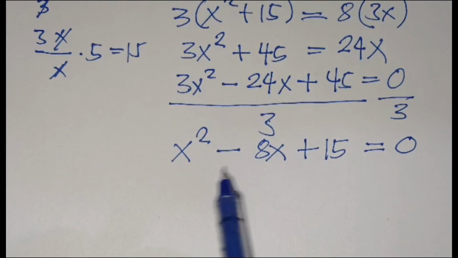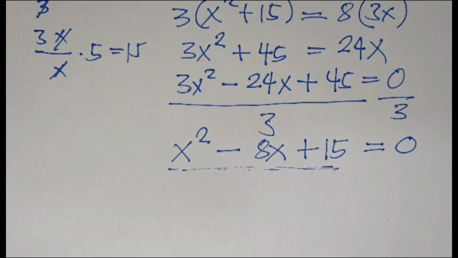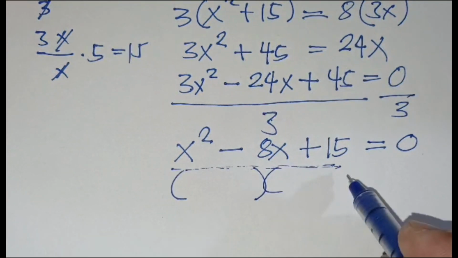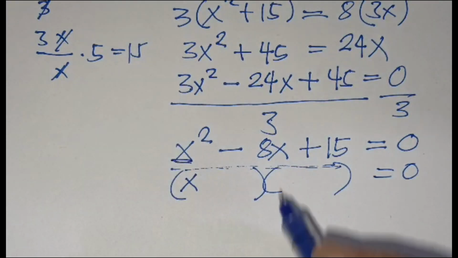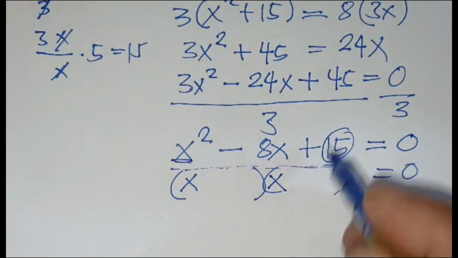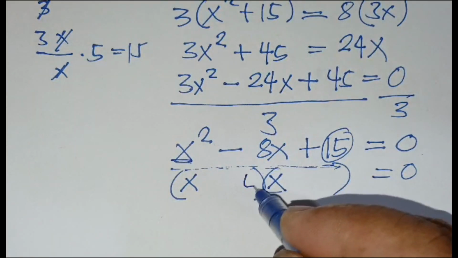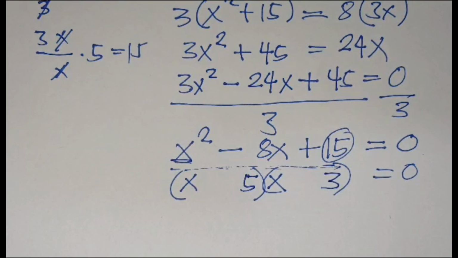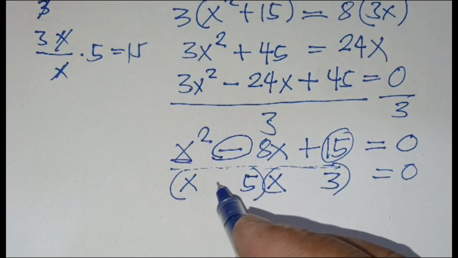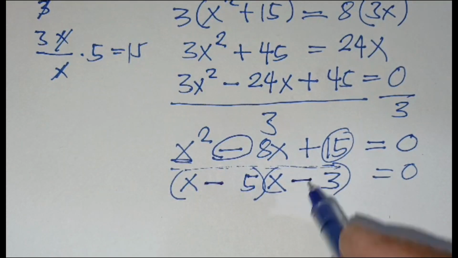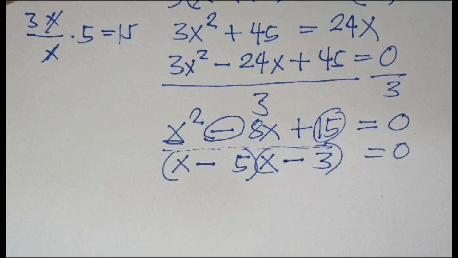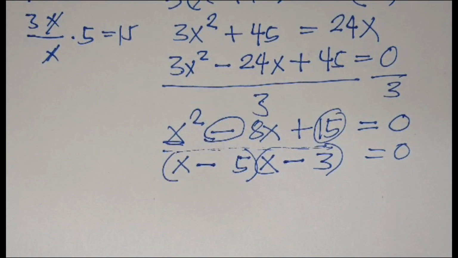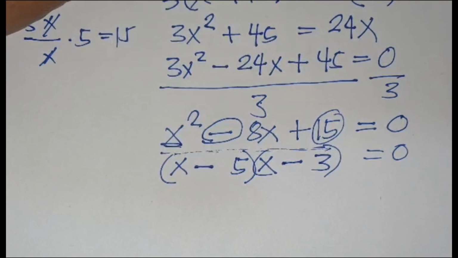Now, since this is a quadratic equation, we can factor this. We write the factors of the leading term and put them here. Then the factors of the third term, we have 5 and 3. Then now, since the sign of the middle term is negative, we might as well put here negative and here another negative sign, so that the factored form of x squared minus 8x plus 15 is equal to 0.